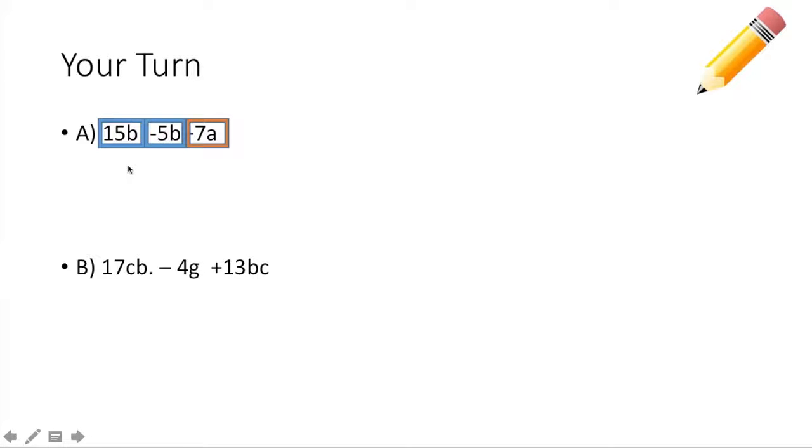So 15b minus 5b minus 7a is your expression. So 15b minus 5b is equivalent to 10b, then your minus symbol, 7a, because 7a cannot be subtracted from anything else, so it stays at 7a.